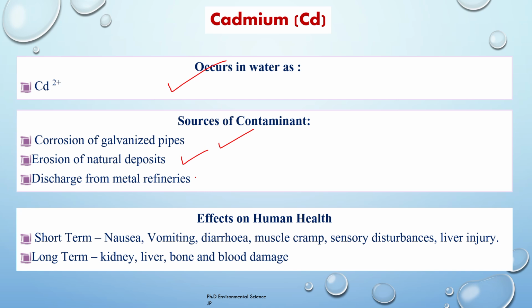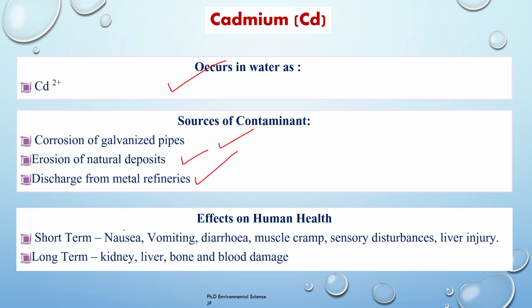Discharge from metal refineries. Industrial activities, particularly metal refineries and manufacturing processes, can release cadmium into the environment. Wastewater from these facilities may contain cadmium, which can contaminate the local water bodies. Then effects on human health.